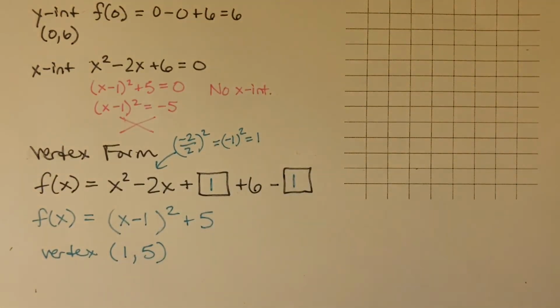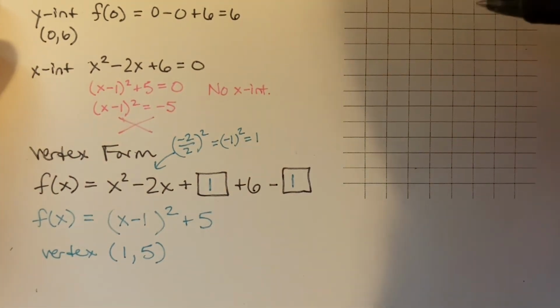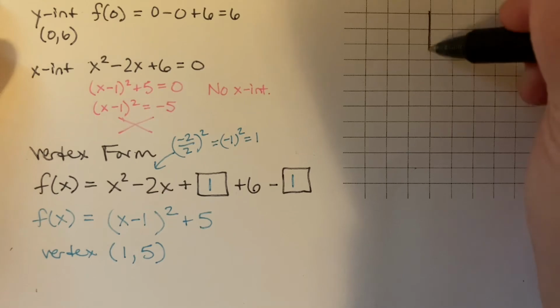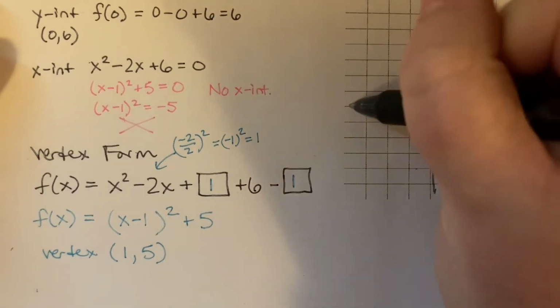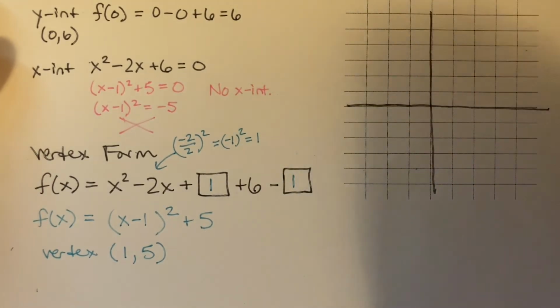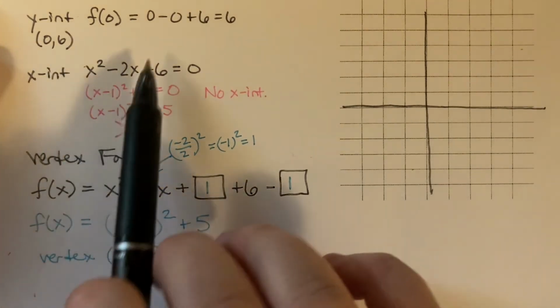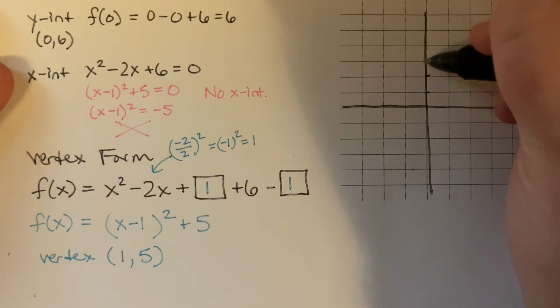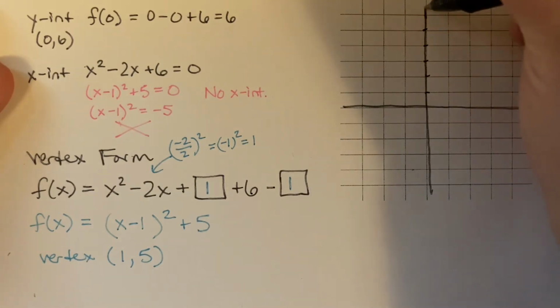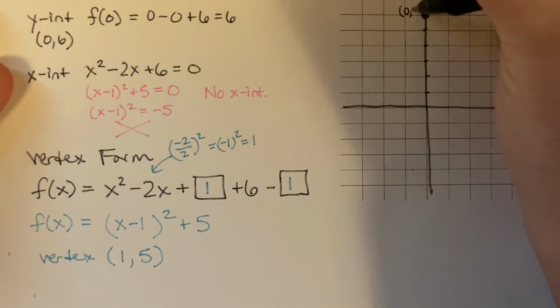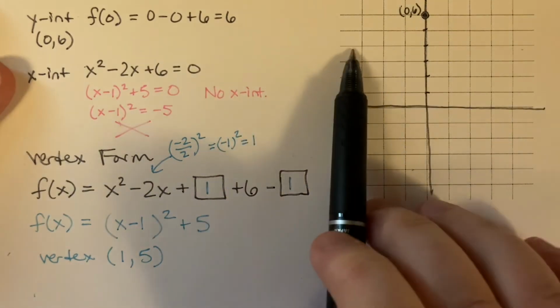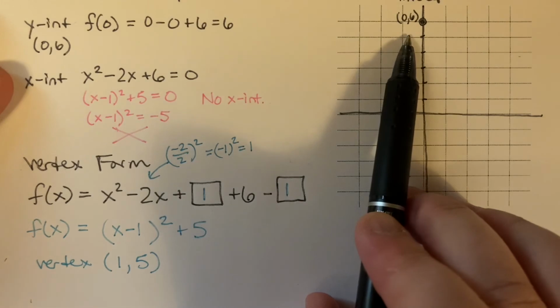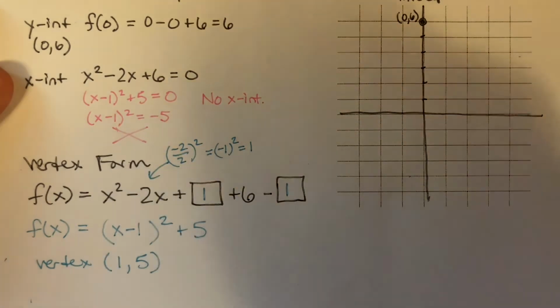All right, well, those are some key features. Let's see if we can put these together in a graph. So we'll just try to draw some axes and see what we get. All right, first point is (0, 6). 1, 2, 3, 4, 5, 6. Here's the point (0, 6), our y-intercept. Our other point is the point (1, 5).